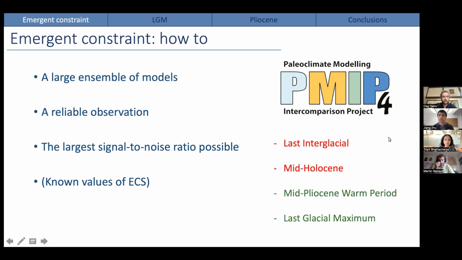And so if we follow those 4 points, basically we can already exclude the last interglacial and the mid-Holocene to constrain climate sensitivity, just because they have quite a low signal-to-noise ratio. The temperatures are quite close to pre-industrial, so they're not ideal candidates, particularly compared to the Pliocene and the last glacial maximum, which have much stronger temperature signals.